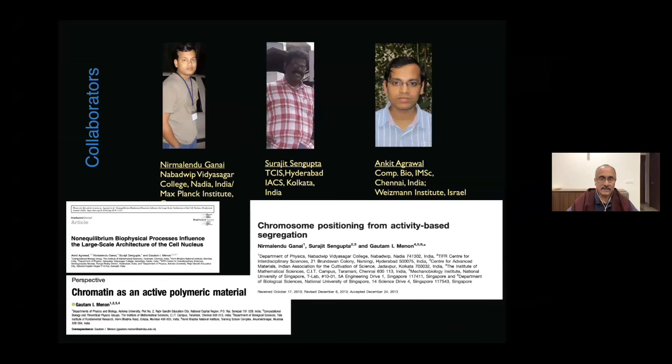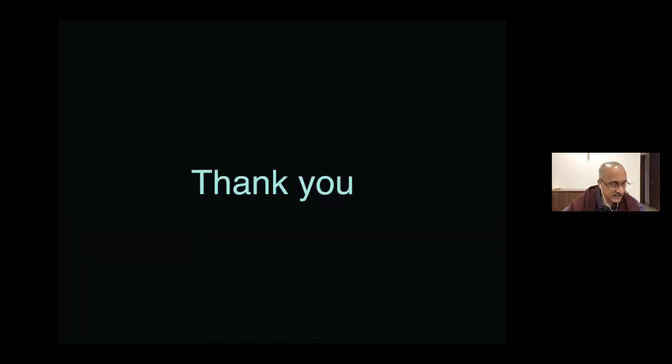All of this work is done with really remarkable people. Nirmalendu Ganai, who really did the initial calculation. Shuriji Sengupta, long-term collaborator of mine, and an absolute gem when it comes to thinking about anything quantitative in terms of computation. And my outstanding student, Ankit Agarwal, currently at Weizmann, moving to Germany, who put many of these calculations together and really did an amazing job. The most detailed of these papers is the Biophysical Journal paper, so I can recommend that you read that. And my quick summary of chromatin as an active polymeric material was circulated to you a little before this. Okay, so that's all I had to say. Thank you very much, and I'm happy to answer as many questions as you might have.